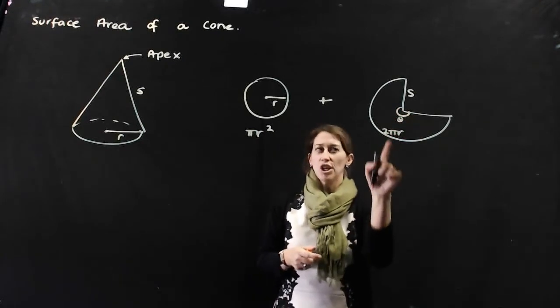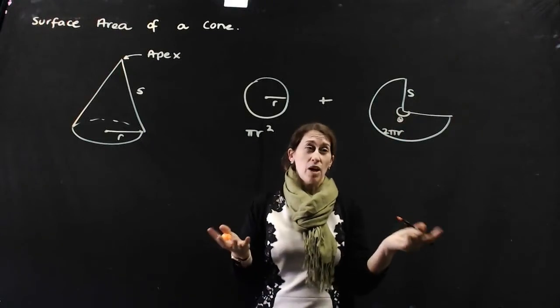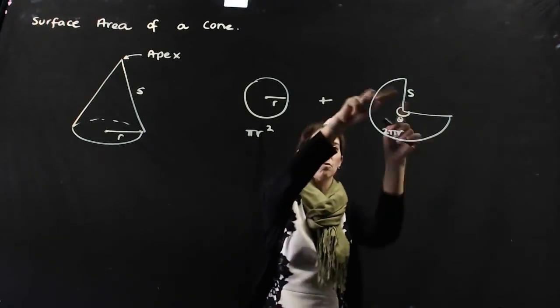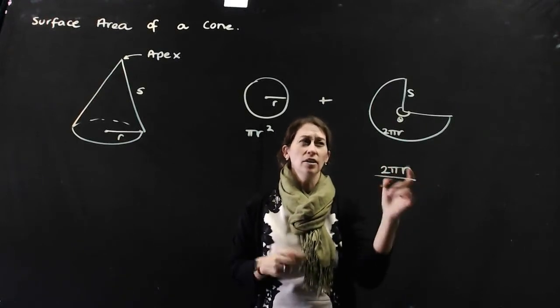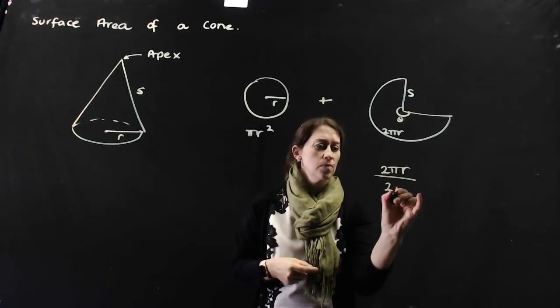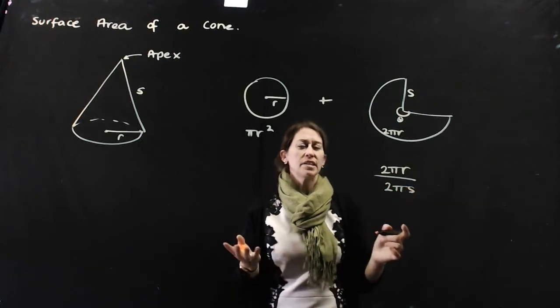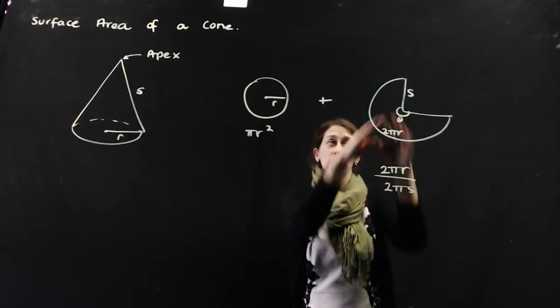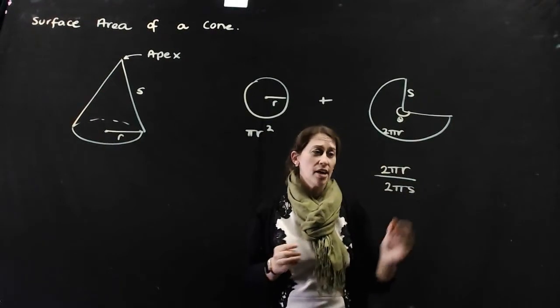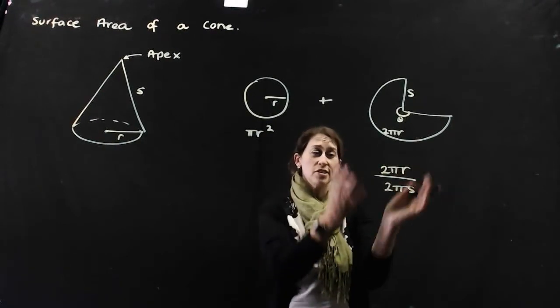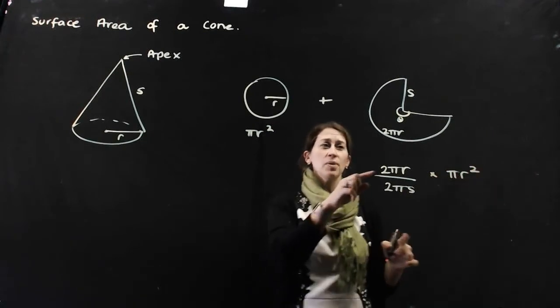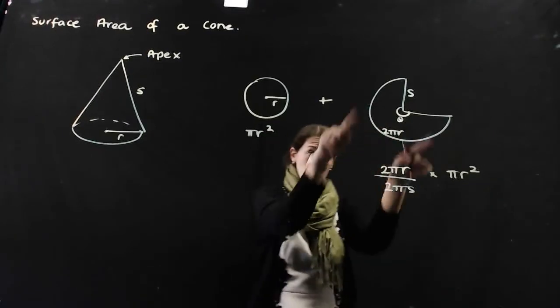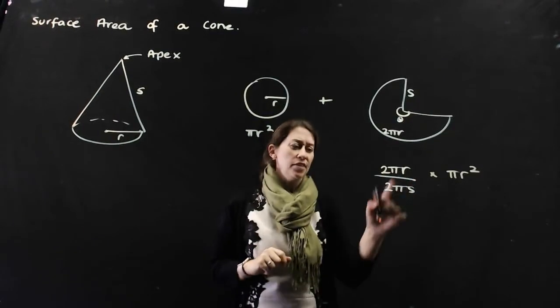Now, if I'm talking about what fraction of the whole circumference I'm using, the ratio is 2 pi r over 2 pi s. And obviously that fraction of this particular circle is what I want to work the area out of. So this is the fraction, multiplying it by pi r squared, and that gives me this total surface area.